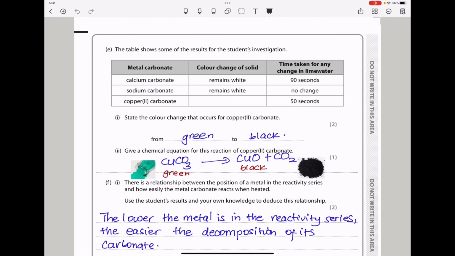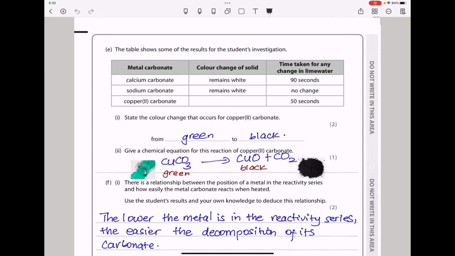Moving on. Part E says, the table shows some of the results of the student's investigation. So basically, we have a metal carbonate, the color change of the solid, and the time taken for any change in the lime water. With calcium carbonate, we see it remains white. And again, remember, we know group 2 carbonates will decompose, so remaining white does not mean the decomposition has not occurred. If you look here, the bubbles of gas were formed, or lime water actually turned milky, and that means there was decomposition, even if it took a little bit longer than with copper 2 carbonate.